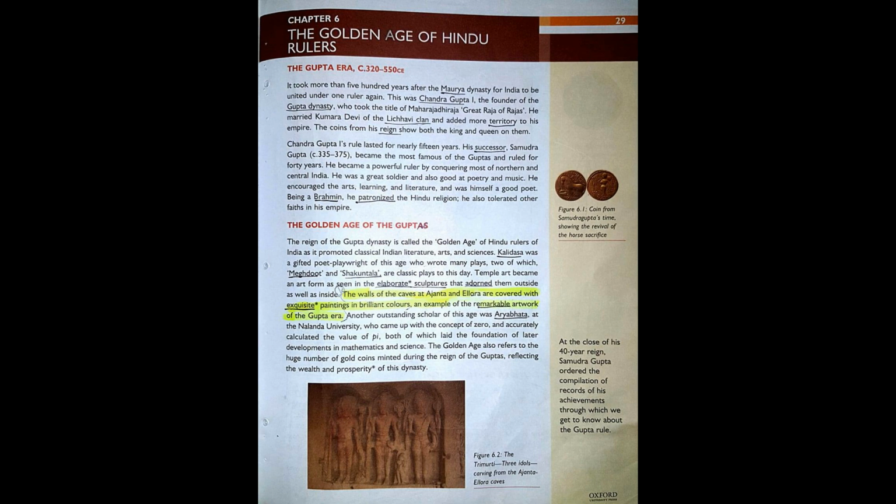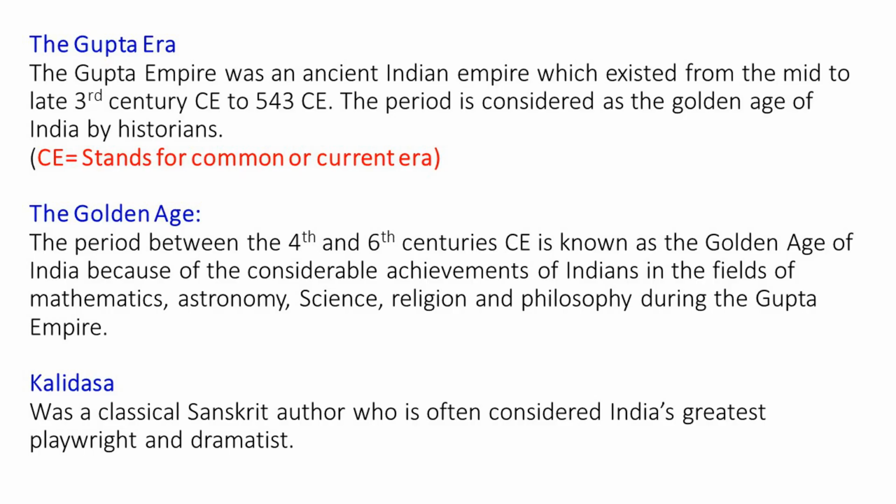Let's start reading of the page 29. The Gupta era, c 320 to 550 CE. C stands for common era. The Gupta era. The Gupta empire was an ancient Indian empire which existed from the mid to late 3rd century CE to 543 CE. This period is considered as the golden age of India by historians.